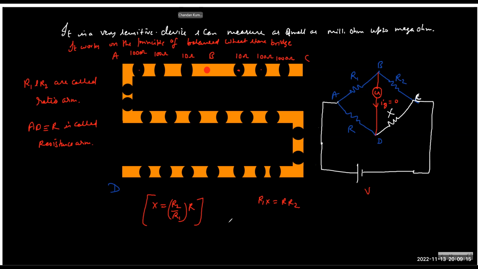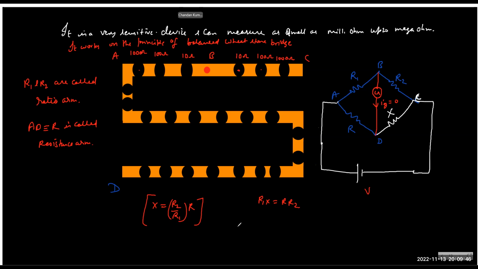What is the ratio now? 10 from the right and 1000 from the left. What is the ratio of R2 by R1? 1 by 100. And if I choose R equals 1 ohm, what is the minimum unknown we can measure? 0.01 ohm, isn't it?